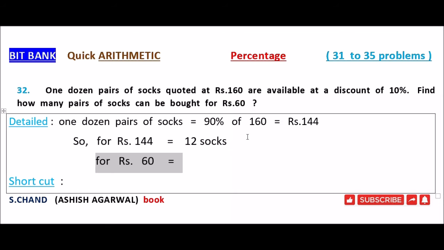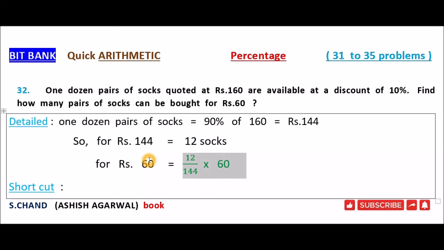For 60 rupees it is equal to 12 divided by 144 into 60. After simplification we get 5 socks. 12 12s are 144. 60 by 12, 5 12s are 60. So 5 socks.